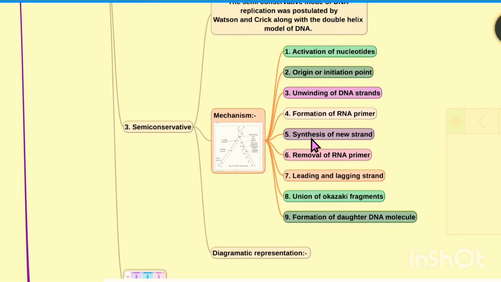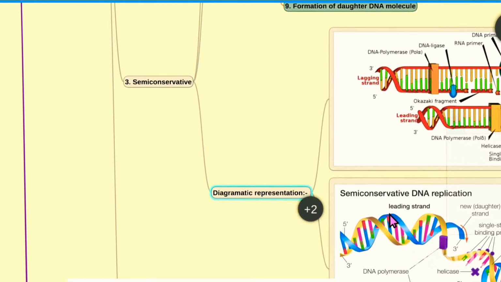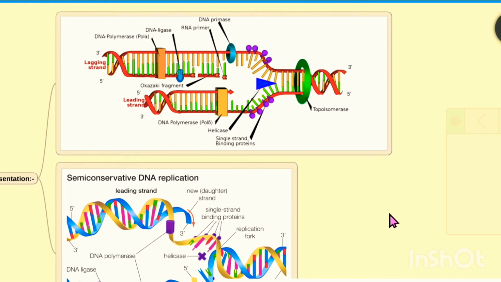And the fifth is synthesis of the new strand. The sixth one is removal of the RNA primer. Seventh one is leading and the lagging strand. And the eighth one is union of the Okazaki fragments. Ninth one is formation of the daughter DNA molecules. We'll see first the diagrammatic representation. This is the diagrammatic representation.